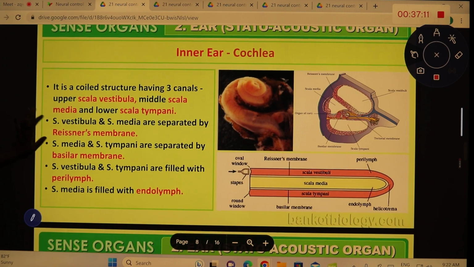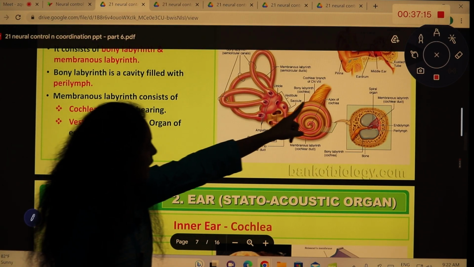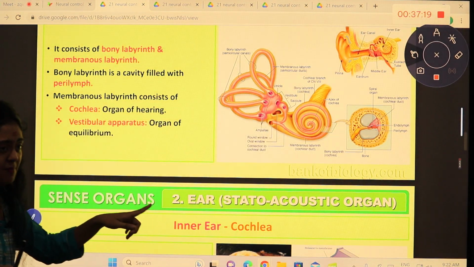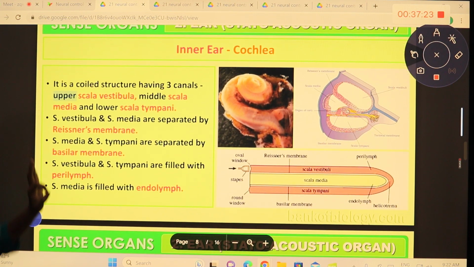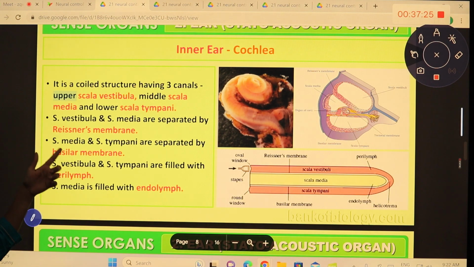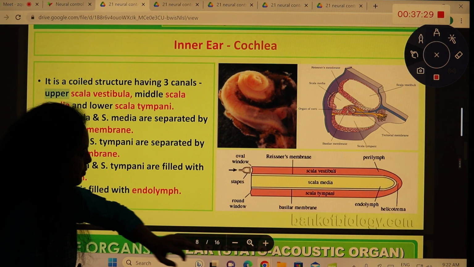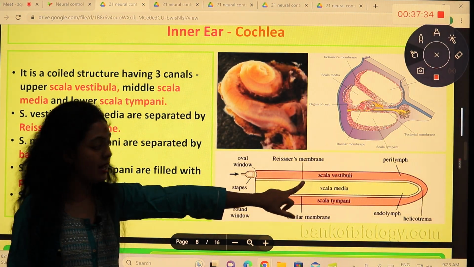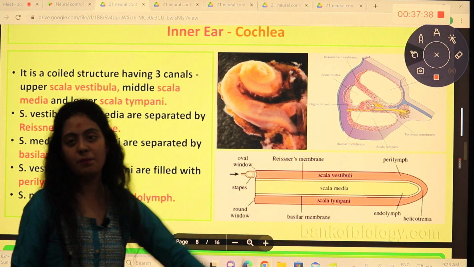Now, what is this cochlea? I am trying to explain you cochlea. Where is cochlea present? Membranous labyrinth. What does the cochlea consist of? It consists of three canals: scala vestibuli, scala media and scala tympani. You can see this picture. Scala vestibuli is outer, scala media is middle, and scala tympani is inner.